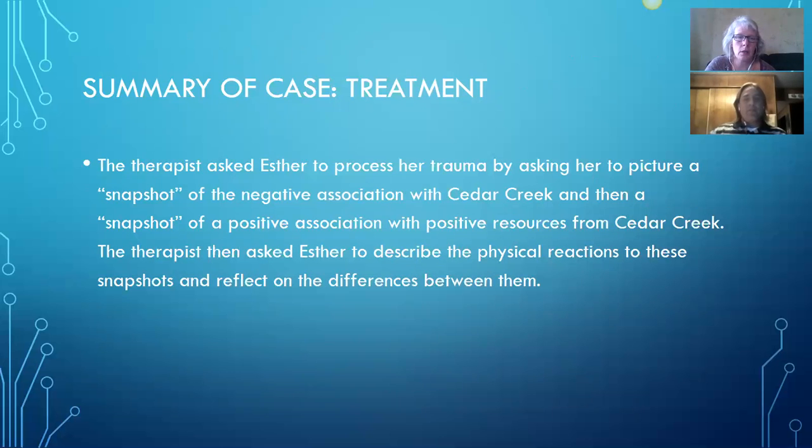In the treatment, the therapist asked Esther to process her trauma by picturing a snapshot of the negative association with Cedar Creek, and then a snapshot of a positive association with positive resources. Those resources were situations, events, people, things that created a positive response in her. As we said before, that was superimposed over the negative snapshot. The therapist then asked her to describe her physical reactions to these snapshots and to reflect on the differences between them.